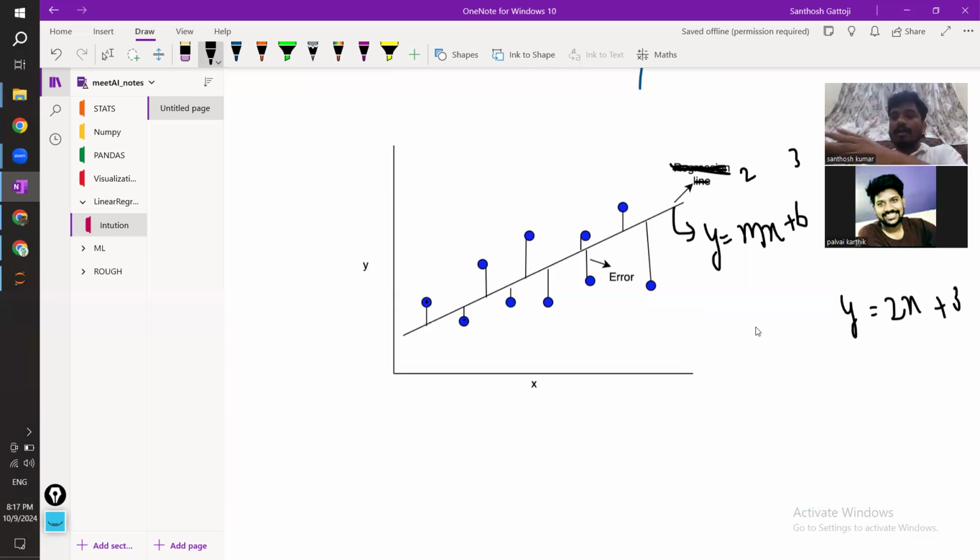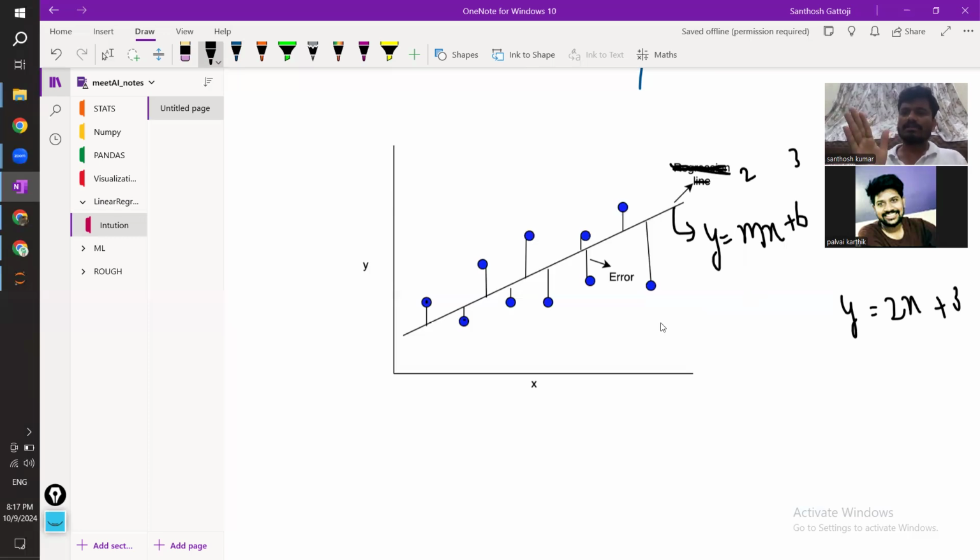Now changing m will give you a new line. Changing b will also give you a new line, and changing both obviously will give you a new line. For one single line, you are going to have a unique combination of m and b values. Like that, you can come up with an unlimited number of m and b.